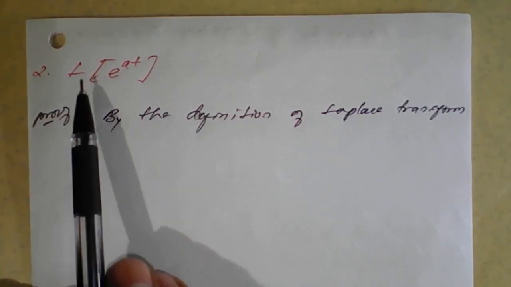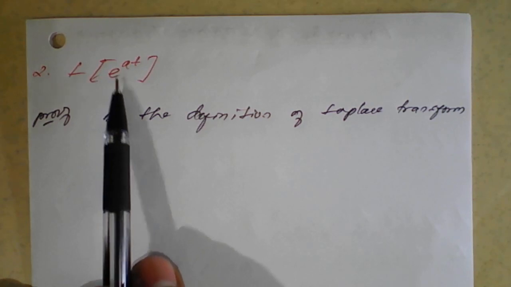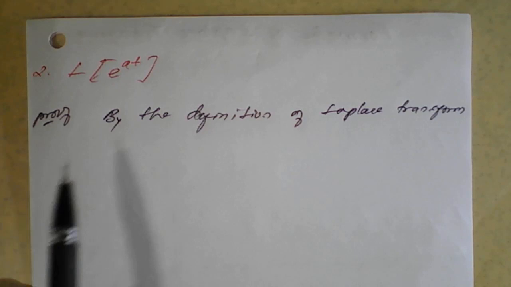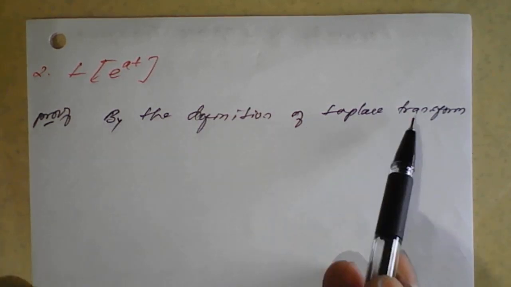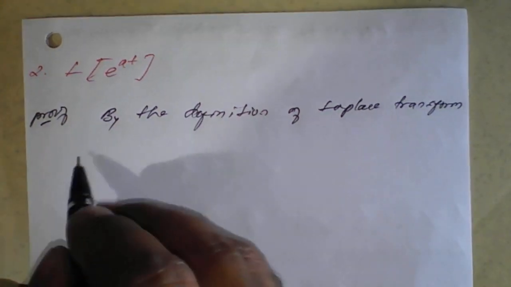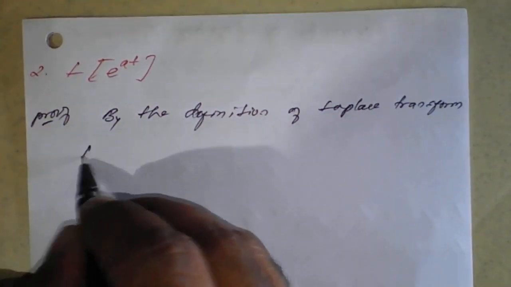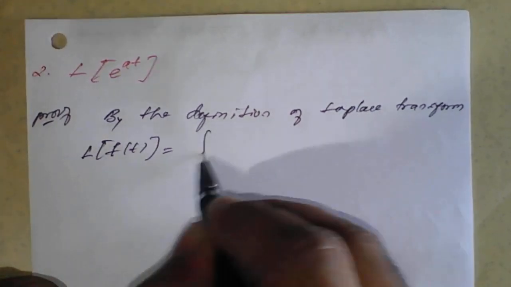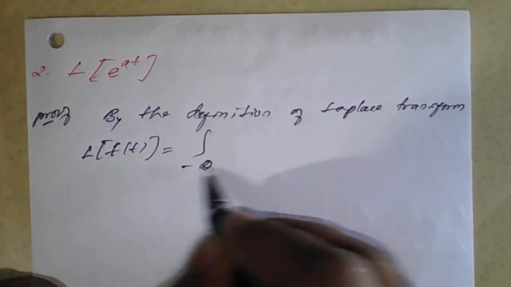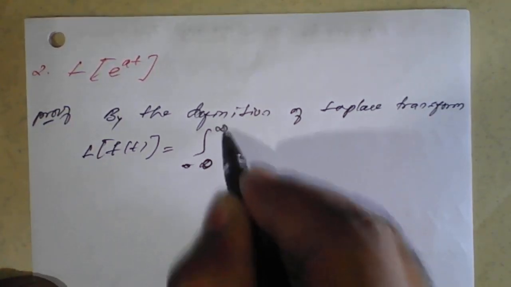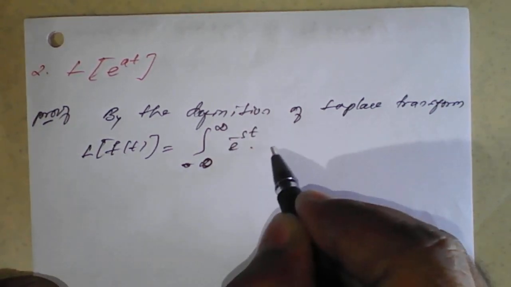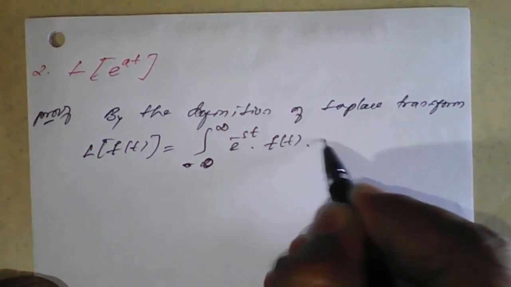Next example, Laplace transform of e raised to at. So we'll see. All proofs will be based on the definition. By the definition of Laplace transform, L of f of t is nothing but the integration from 0 to infinity of e raised to minus st into f of t dt.